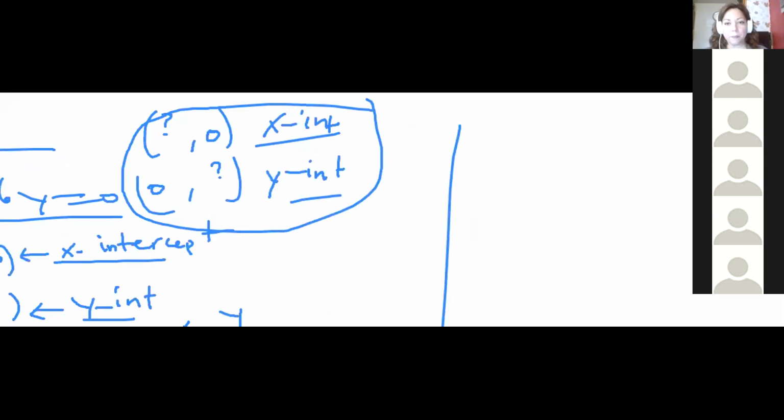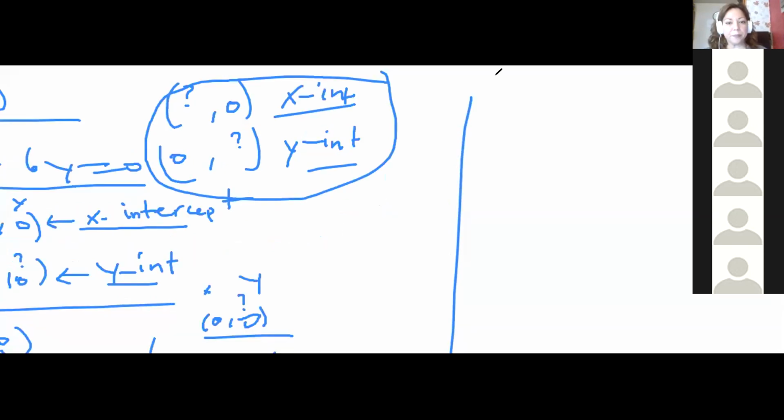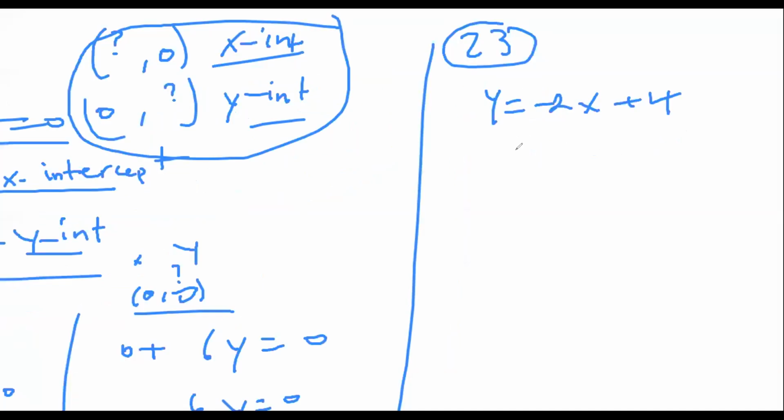Let's try another one quickly here. Let's look at 23. So y is negative 2x plus 4. Same question says find x and y intercepts. So this is x-intercept, and this is the y-intercept. That's what it means. Two pairs, incomplete one.